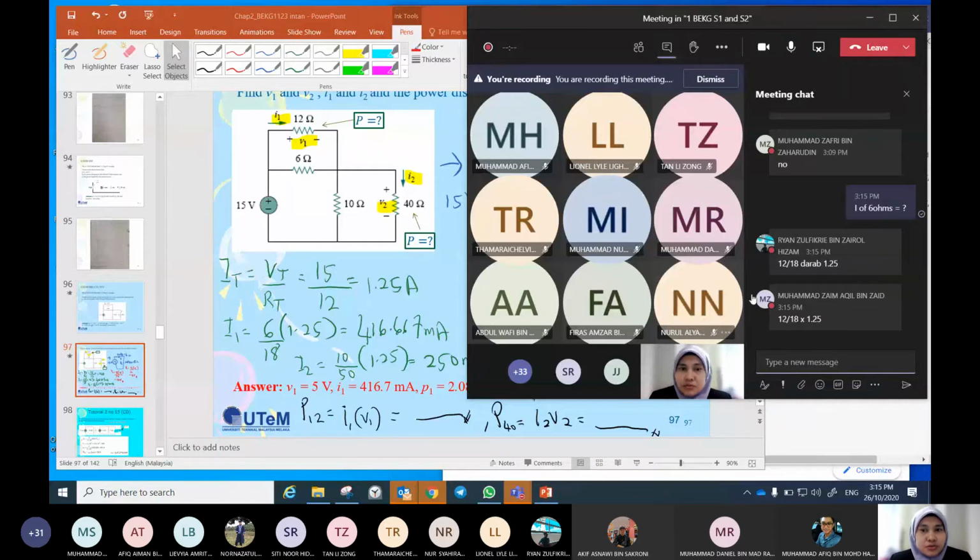The upper side here, the numerator, is its neighbor. It is 12, not the resistor itself. So we take 12 divided by 18, multiplied by 1.25. So what's the answer? By calculating this, please type the answer.